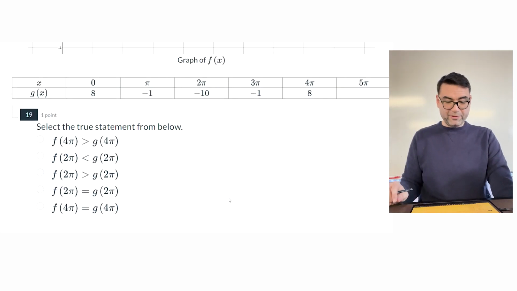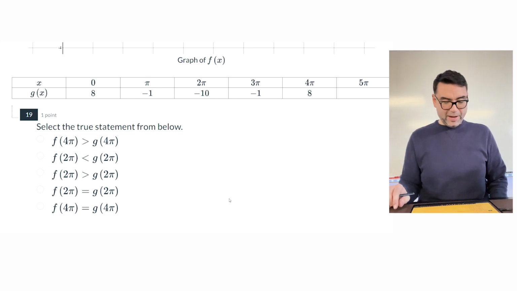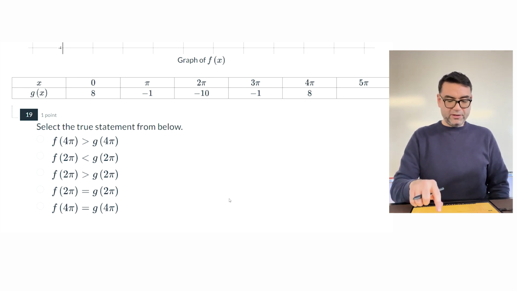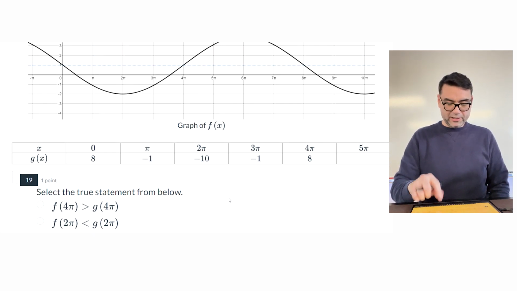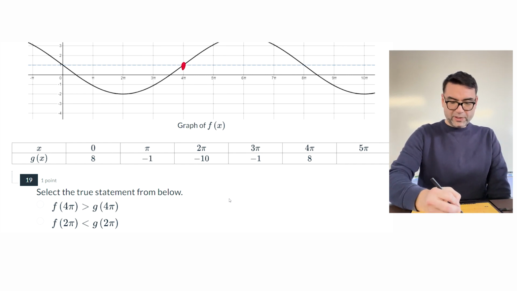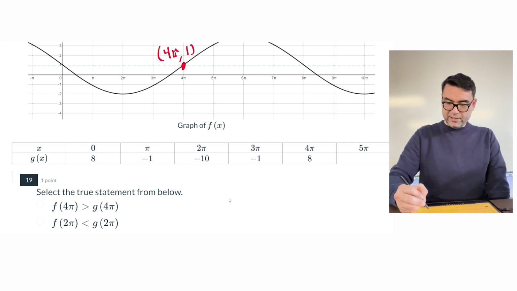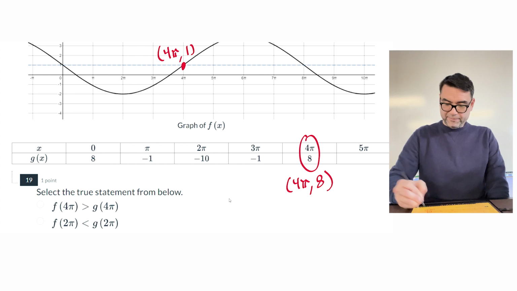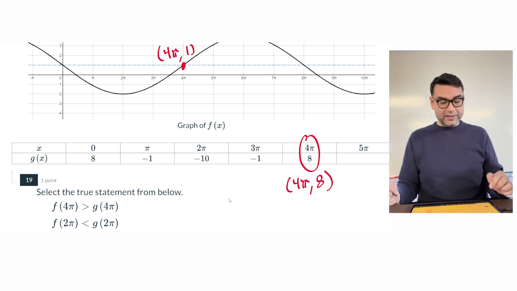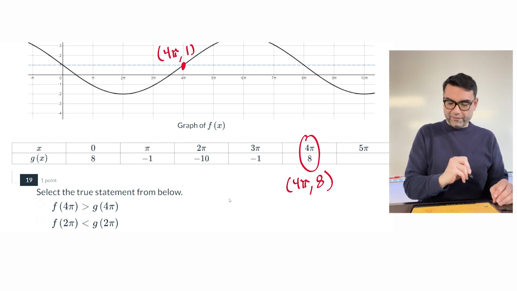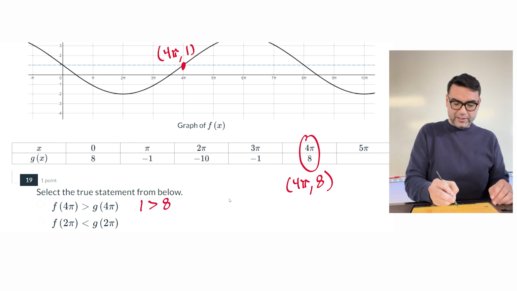All right, select a true statement from below. They want us to compare what's happening at 4 pi and 2 pi for the most part. So let's see what's going on at 4 pi. So f of 4 pi is right here. So that's 4 pi comma 1 on f of x. And for g of x, 4 pi is right here. So that point would be 4 pi comma 8. So this says that the output value of f should be greater than the output value of g. And that's not true, because 1 is not greater than 8. That's false.